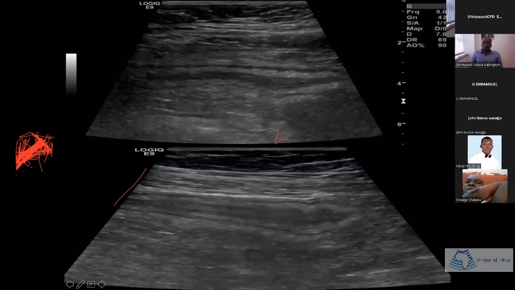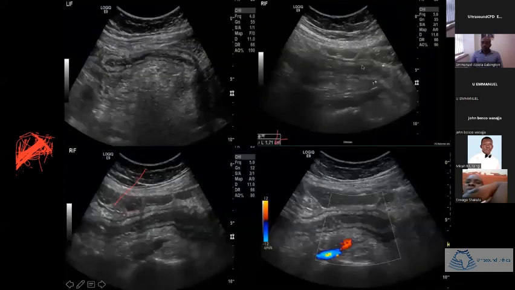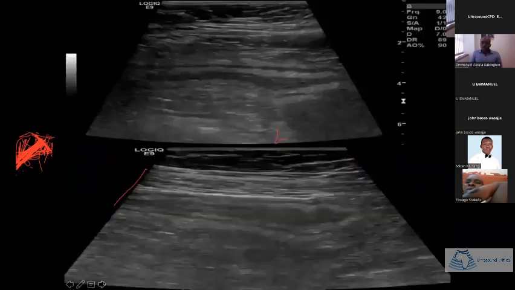When I go back to the previous slide, you see the bowel wall there at 5 megahertz. So this is a clear example of the importance of using both transducers, curvilinear and linear. Neither of them is useless. We need to use both of them when it comes to our ultrasound examination.